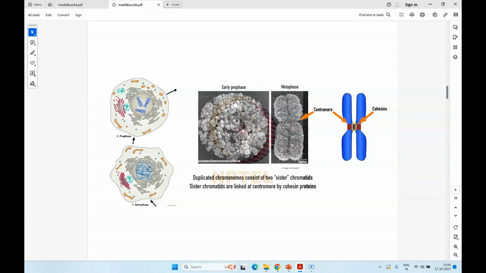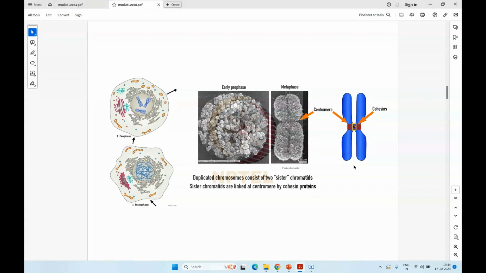The middle portion, which is what the centrosomes latch onto, is called the centromere. The centrosomes release microtubules that are going to bind here. All of this is held together by a group of proteins called cohesins. This is one sister chromatid and this is the second sister chromatid.